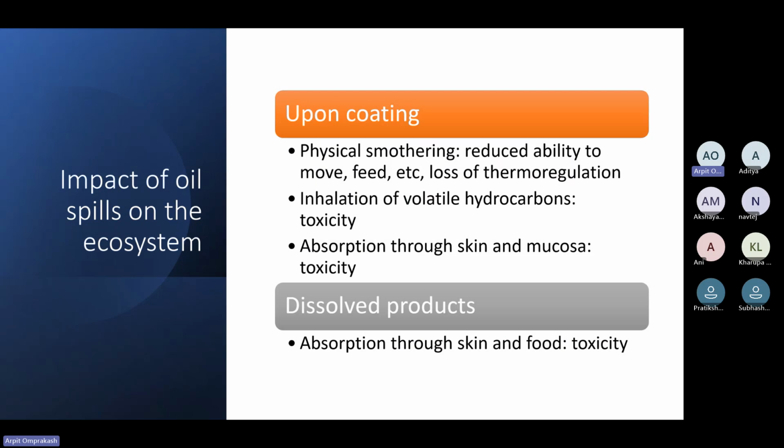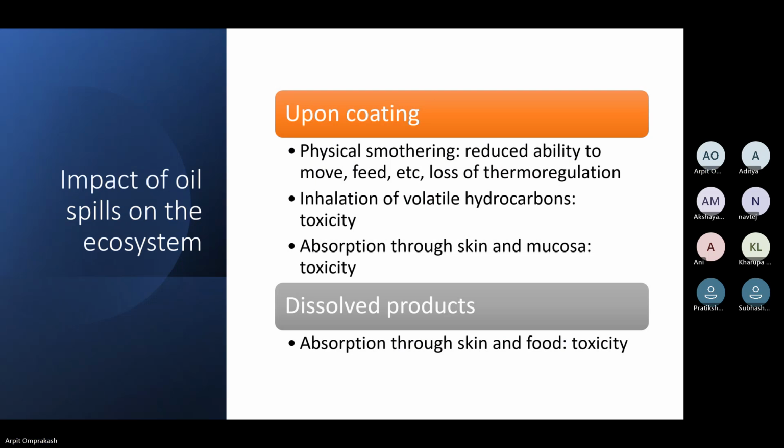The other thing is, especially for birds, it leads to loss of thermoregulation. Birds' feathers generally store air to create a layer of insulation, but if the feathers are oiled, they are not able to store air. So the birds are then affected by high or low temperatures based on the height at which they are flying and the place in which they are.